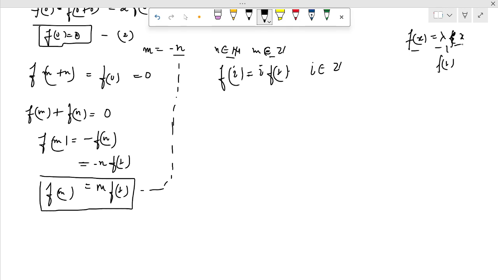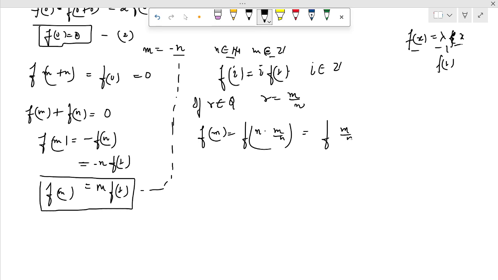So for all x we want to prove this. How would we go about it? We would try to do it with rational numbers. Let's say r belongs to the rationals, and let r be equal to m upon n. What I'll do is simply write f(m) as nothing but n times m upon n. Or simply put, I will write m upon n, m upon n, m upon n, and so on, all added n times.